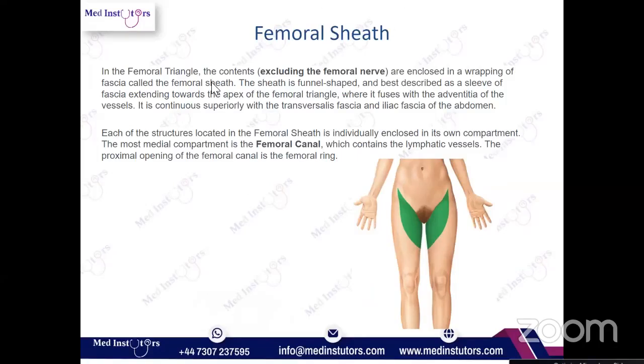So in the femoral triangle, the contents, excluding the femoral nerve, are enclosed in a wrapping of fascia called the femoral sheath. This is a funnel-shaped sheath, best described as a sleeve of fascia extending towards the apex of the femoral triangle, where it is fused with the adventitia of the vessels. It continues spirally with the transversalis fascia and iliac fascia of the abdomen.